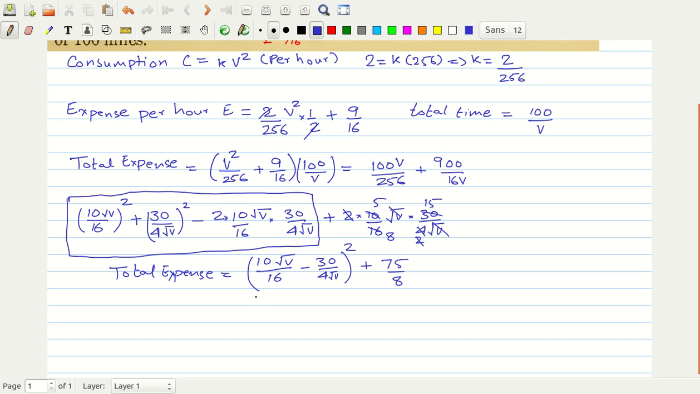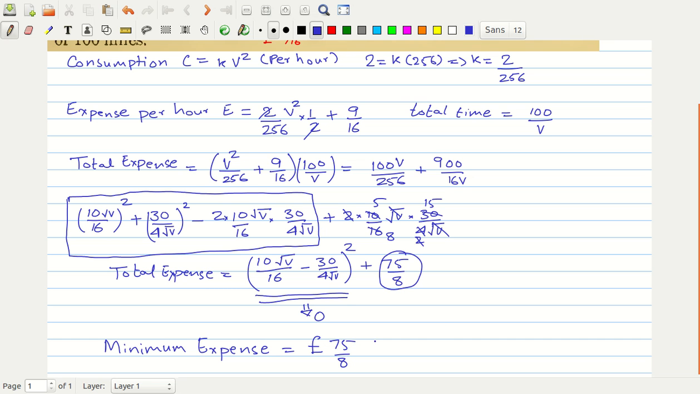Now, what will be the minimum value of this one? The minimum value of the square term will be 0. So the minimum value of total expense will be 75 by 8 pounds. So minimum expense is equal to pound 75 by 8.